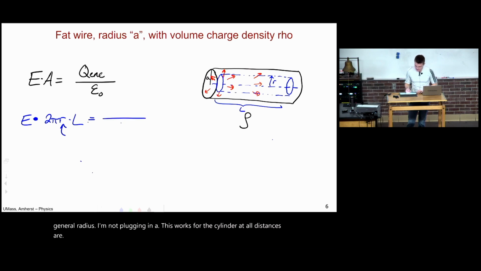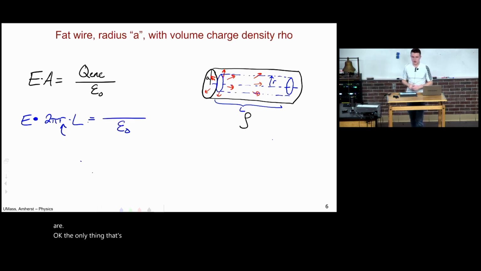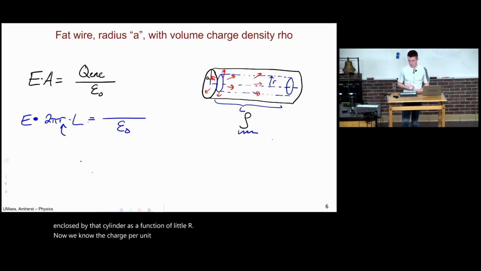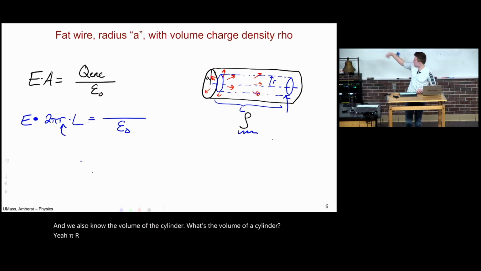Okay, the only thing that's left, and then the problem will be solved, is to find Q enclosed by that cylinder as a function of little r. Now, we know the charge per unit volume of this fat wire, and we also know the volume of the cylinder. What's the volume of a cylinder? Yeah, pi r squared, the area of one of the caps, times the length.